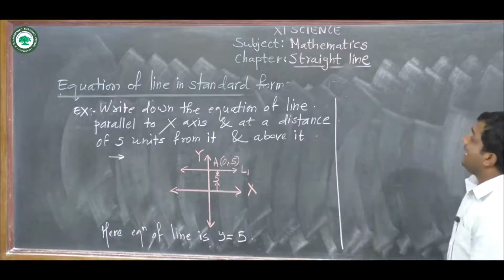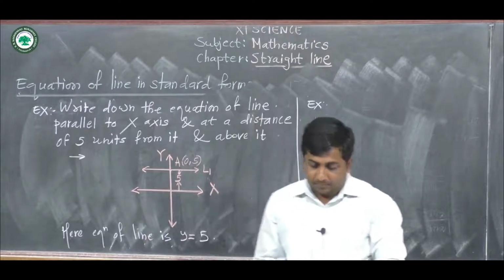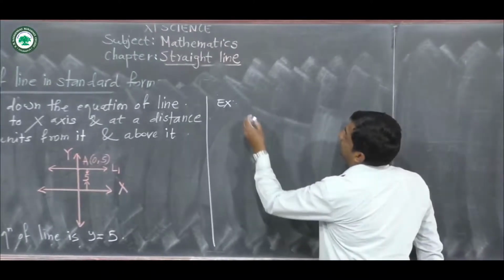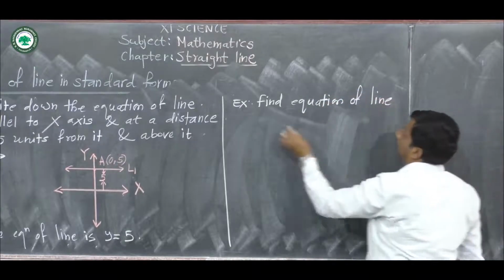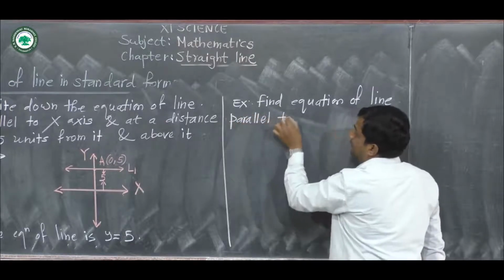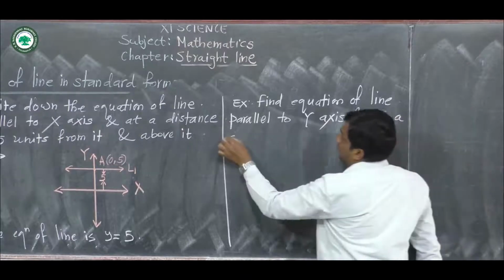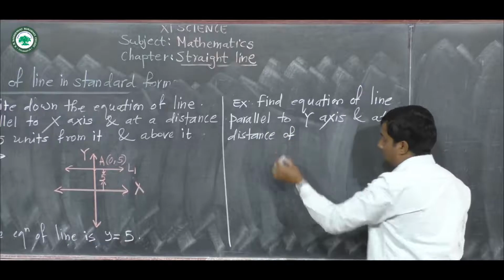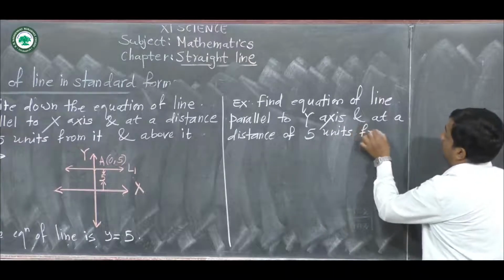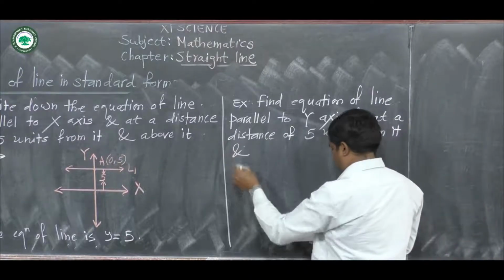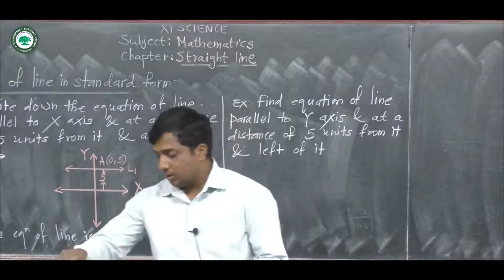Now we go with our second example. Here is given: find the equation of line parallel to y-axis, and at a distance of 5 units from it, on the left side of it.